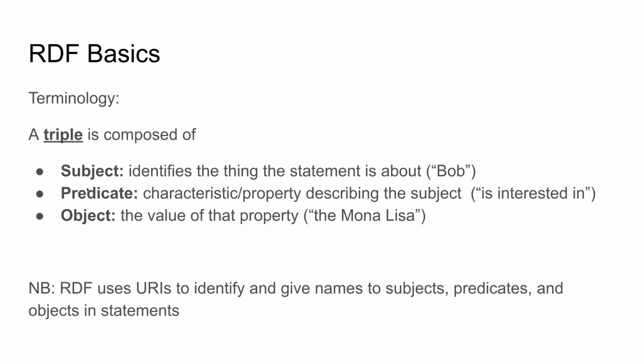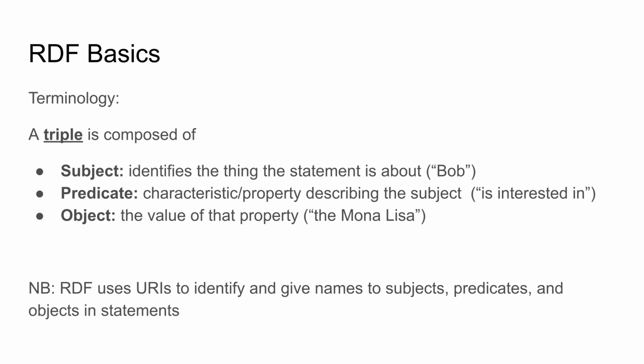The second element is called a predicate, which represents a characteristic or property that describes this subject. So in one of the examples in the graph before, the predicate could be "is interested in". The third element in the triple is called the object, and it represents the value of the property, in our case, the Mona Lisa. Keep in mind that predicate and property are often used interchangeably.